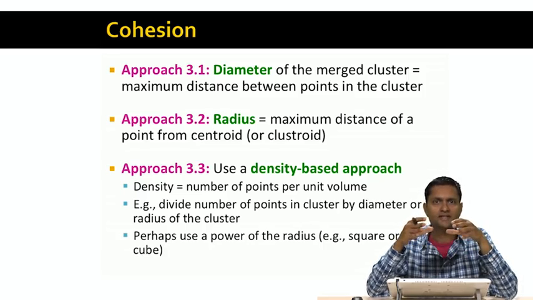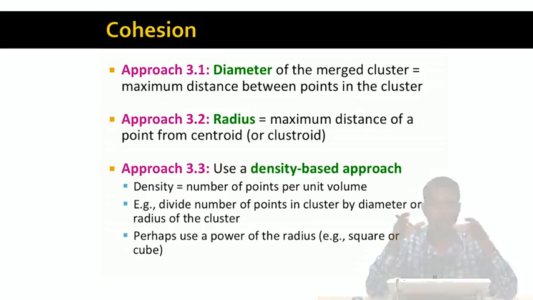Notice that in each case, we set a predefined threshold either for diameter, radius, or density, and stop when the next merge would violate that threshold.